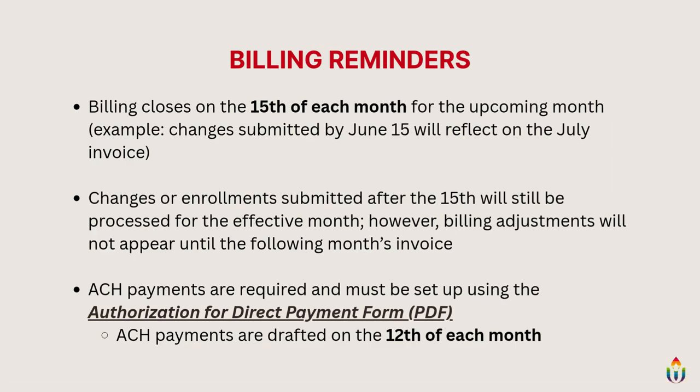There are several important billing reminders to be aware of. First, billing closes on the 15th of each month for the upcoming month's invoice. For example, changes submitted by June 15th would be reflected on the July invoice. If changes are submitted after the 15th, they will still be processed with the correct effective date. However, the billing adjustment may not appear until the following month's invoice. This often results in retroactive adjustments that members should expect to see later.